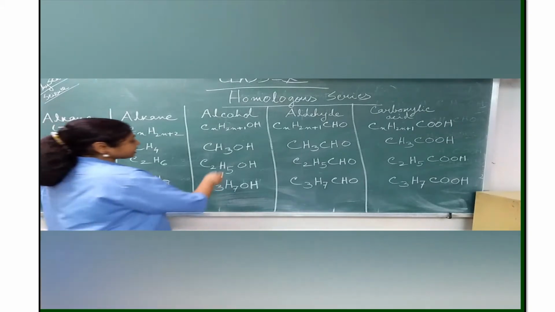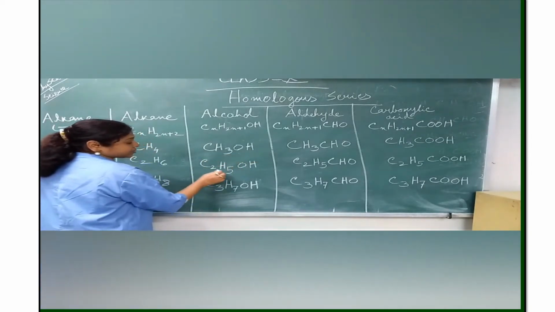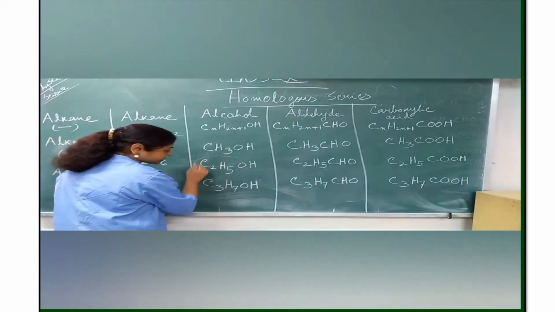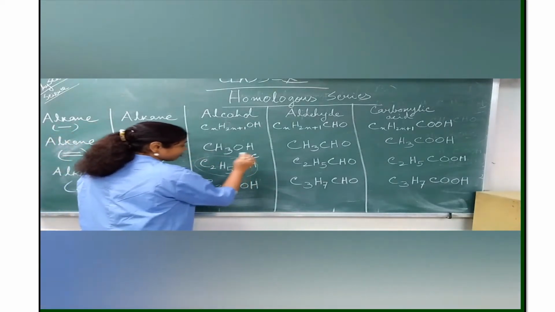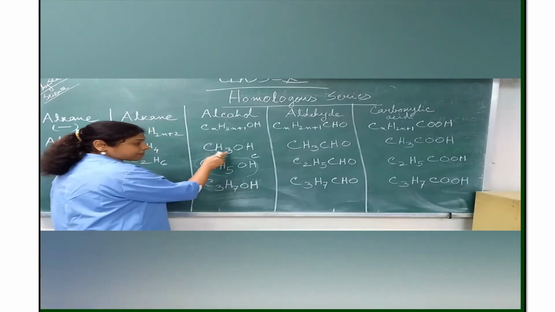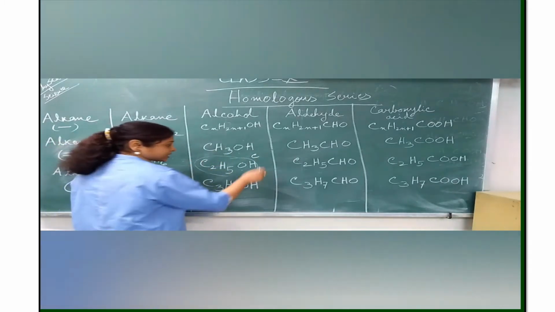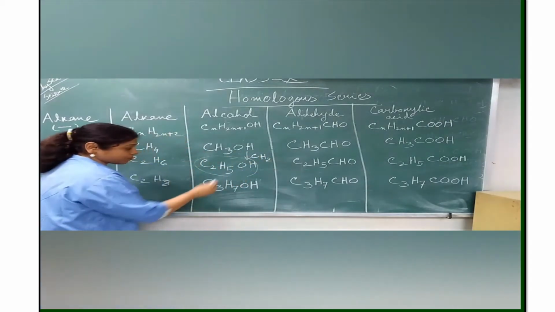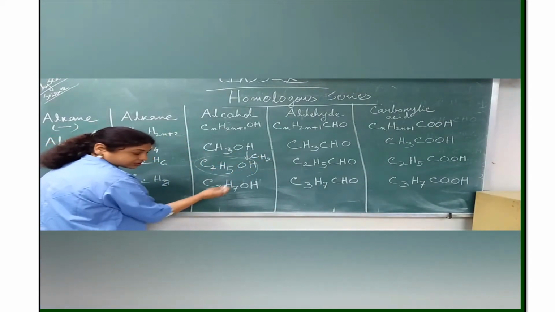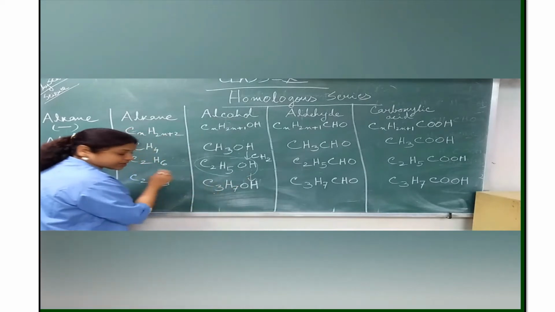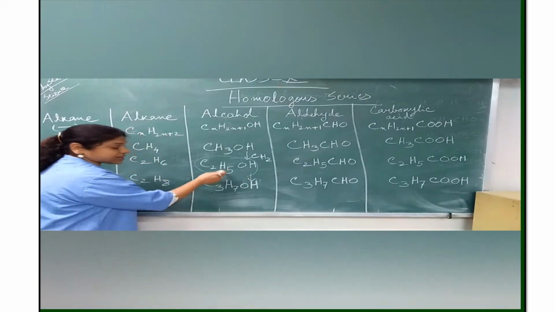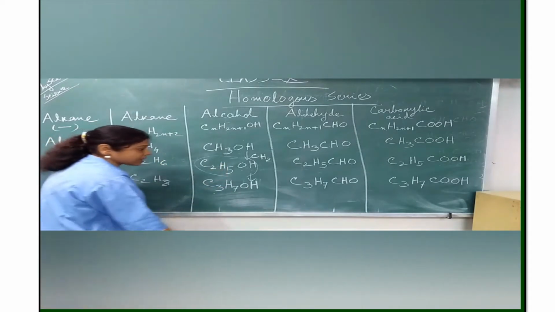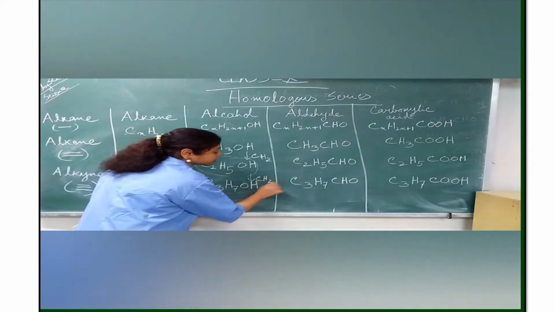Now see, here CH3, here C2H5OH. What is the difference between these? In this compound, one C is extra, and 5 minus 3, that means 2 hydrogen is extra. So ultimately it differs by a CH2 group. Again you see from this to this, one carbon is extra and 7 minus 5, 2 hydrogen is extra. That means it again differs by a CH2 group.